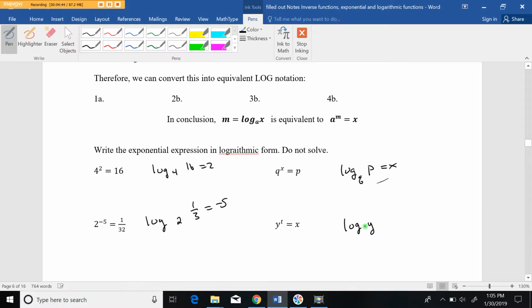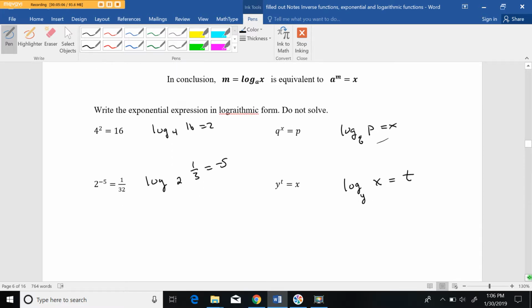This one, log base y. It's like a little subscript here. So log base y of x equals t. And I always double check these. y to the t equals x. Okay, that's good. Moving on.